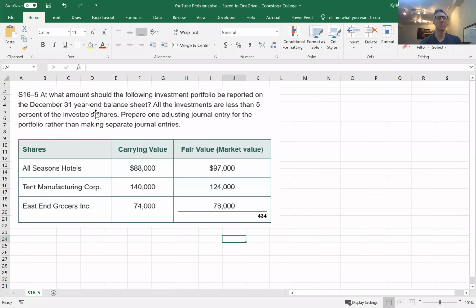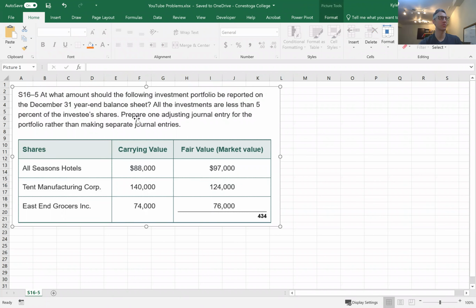Hello and welcome. This is going to be a short video tutorial going over problem S16-5. So let's just jump on into it. I've got the problem ready for us here in Excel. Let me just read the problem aloud and then let's jump through the solution.